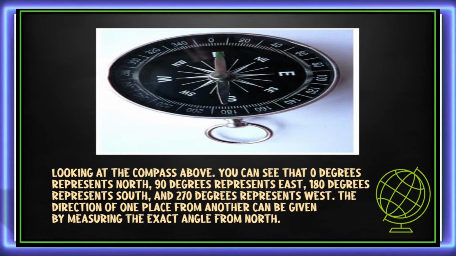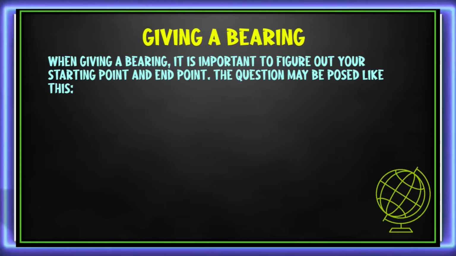180 degrees represents south, and 270 degrees represents west. The direction of one place from another can be given by measuring the exact angle from north. Giving a bearing: when giving a bearing, it is important to figure out your starting point and end point.